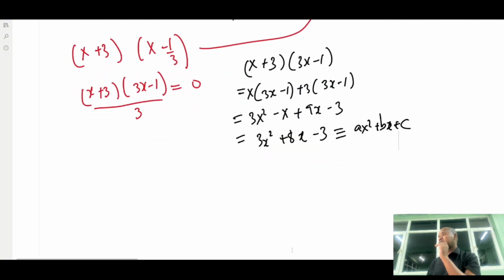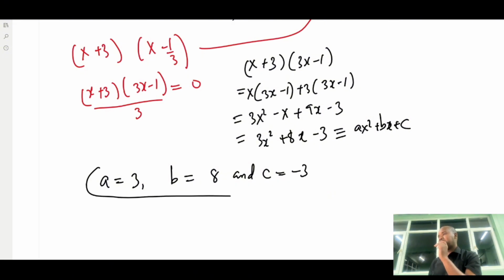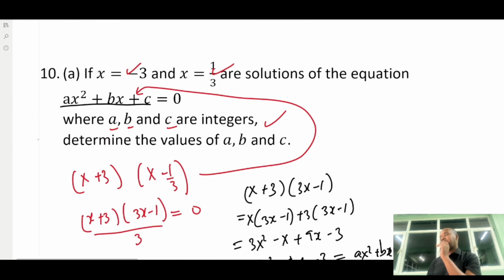Now comparing the two expressions, dear students, we see that a is 3, b is 8, and c is -3. And actually, these values obey the criteria that a, b, and c are integers.